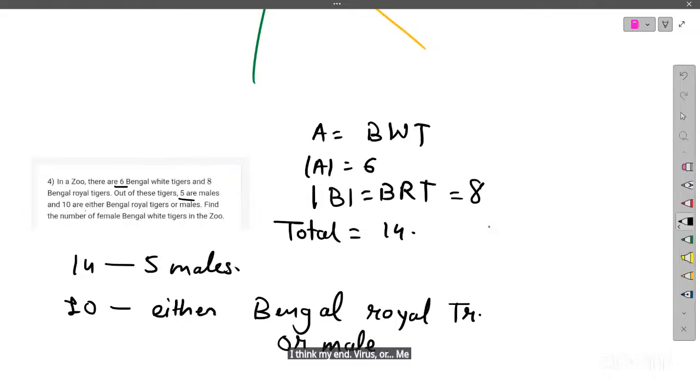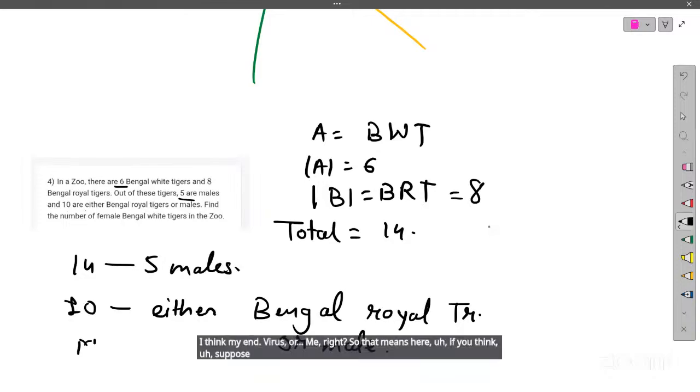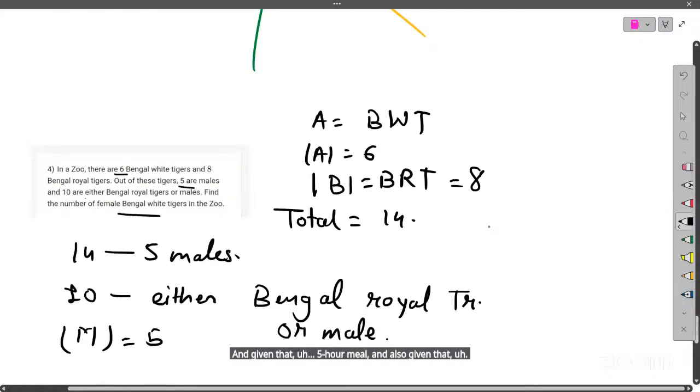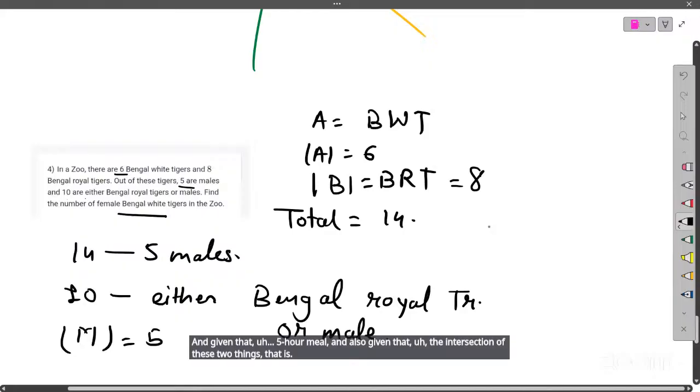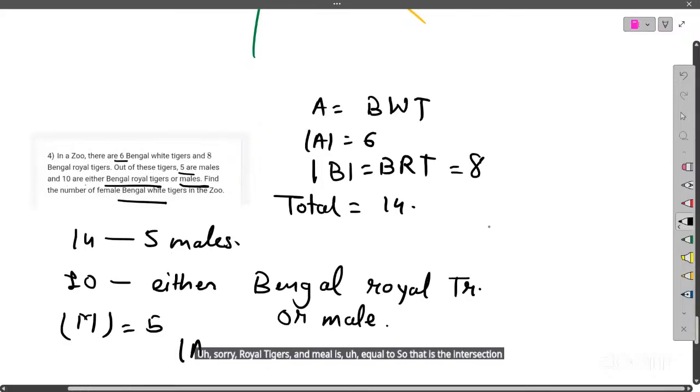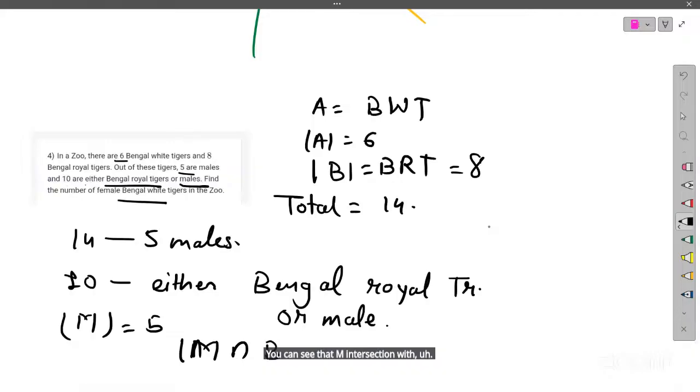So if you think, suppose M is the set of males, then it's given that 5 are male, and also given that the intersection of these two things, that is Bengal royal tigers and male, is equal to 10. So you can say that M intersection with B is actually equal to 10.